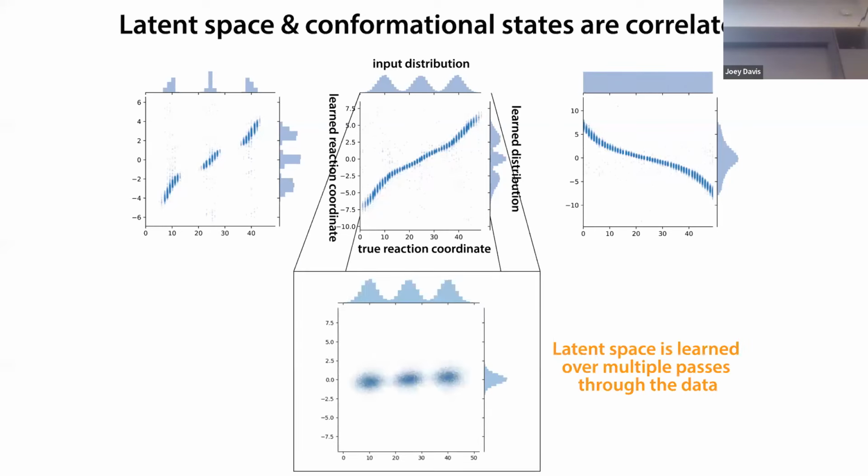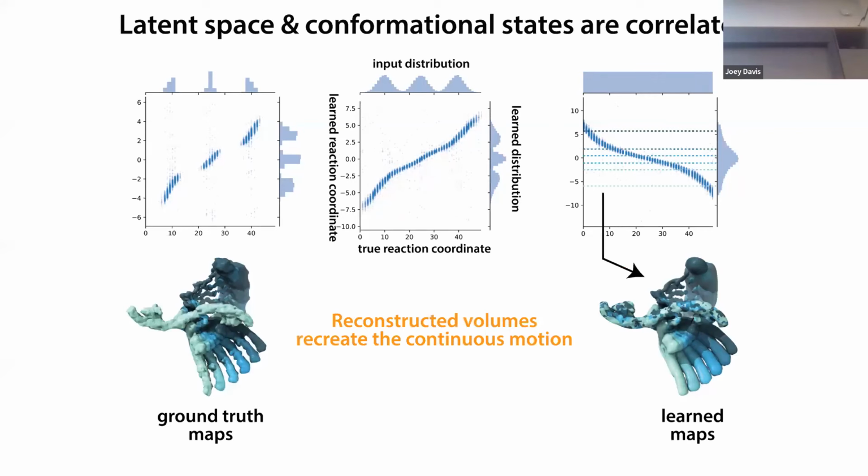And then, of course, this is how it learns, right? The initial model is basically a unit Gaussian, and then it learns to separate out these distributions into states. Then we can sample along them, and we get back this continuous conformational change.